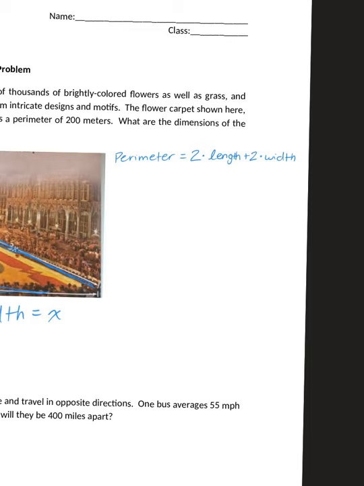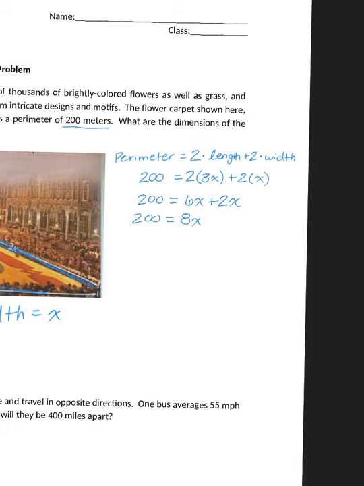So if you have a perimeter, you already know that it is 200 meters, so that's what's going to go over here. You have 2 times your length. Well, what's your length? We said that that was 3x. Plus 2 times your width, which is x. So this is how you set up your equation. So now just simplify. I have 200, well 2 times 3x is 6x, plus 2x. So that means 200 is equal to 8x.